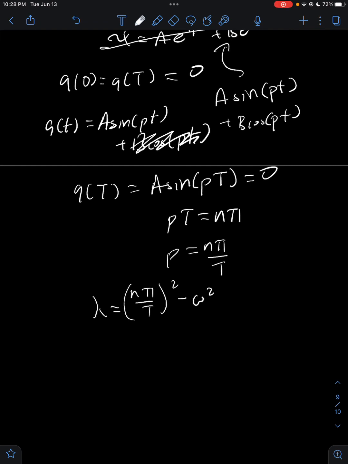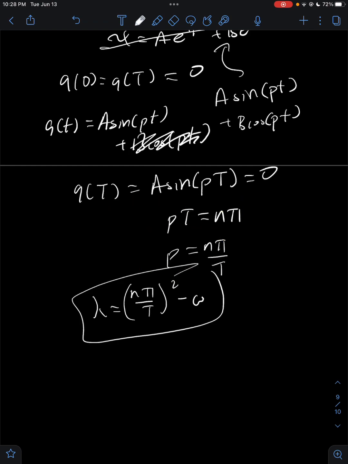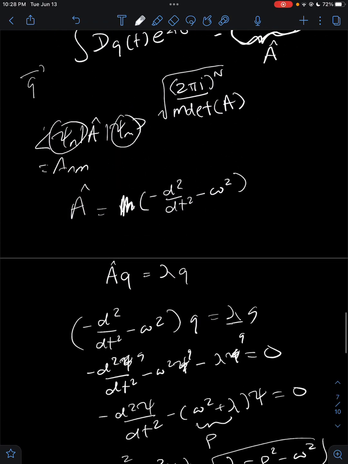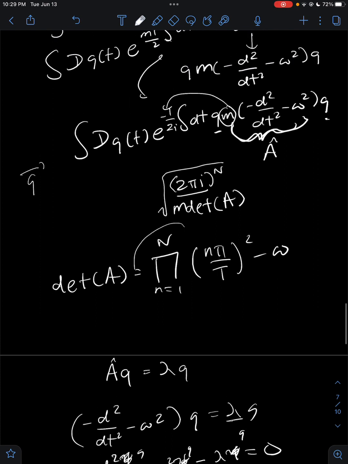We could do some normalization to find a, but that does not matter to us because we only want to find the eigenvalues, which we have just found. So basically, we're pretty much done here, and that's our determinant. We could just plug that in here, and we're almost done, but there's a small problem.